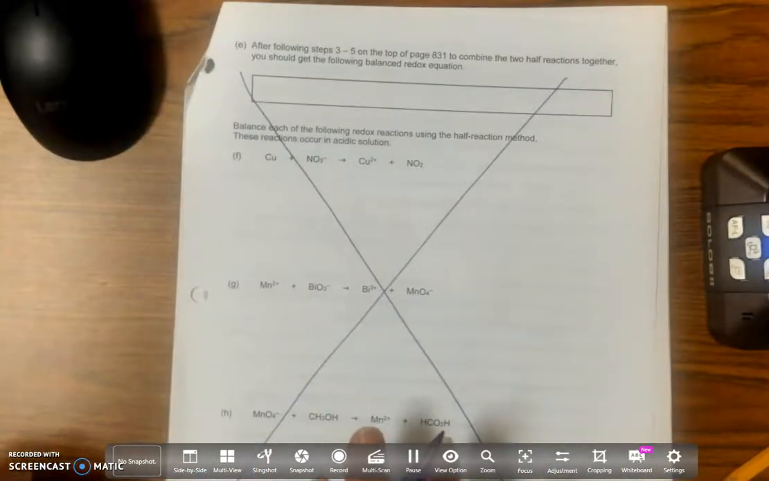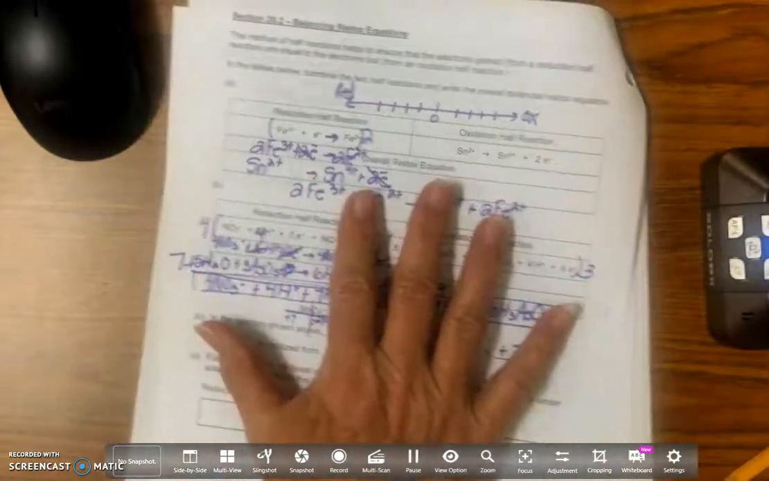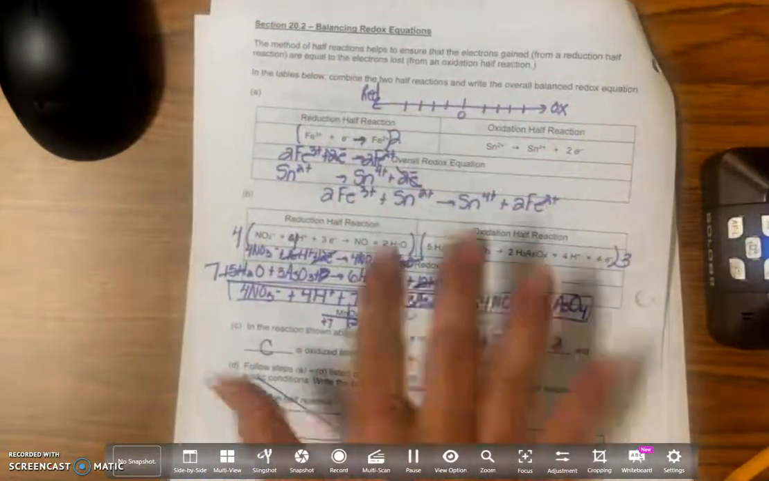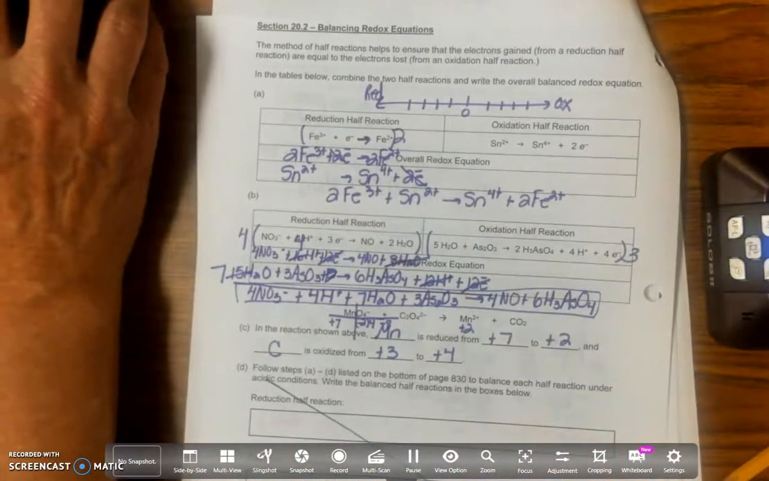So I'm going to stop the video there. I just wanted to do a short introduction of redox and then look at this half reaction method. And then we'll continue with this on Wednesday.